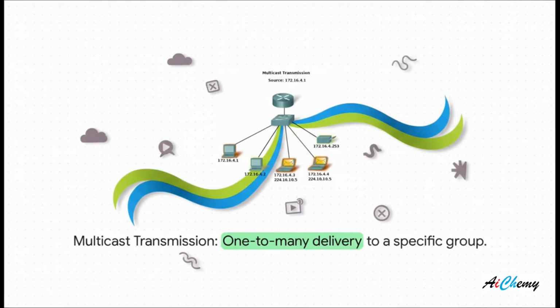And then you've got multicast, which is this really clever middle ground. It's not one-to-one, and it's not one-to-all. It's one-to-many. A single message goes out, but only to a specific group of devices that have said, hey, I'm interested. Think of a live video stream. It only goes to the people who are actually subscribed and watching.